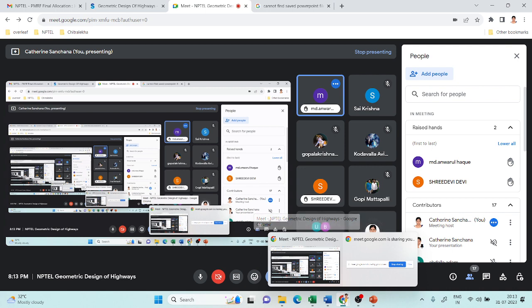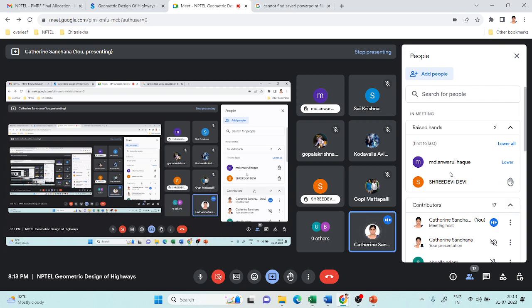Actually, I'm not familiar with Hindi. Maybe someone can translate it for me, or you can try to put it in English. Whatever you know, I'll try to answer. Or maybe someone can translate what he says for me. That will also be nice. Anvarul, you can mail me if you have any query.